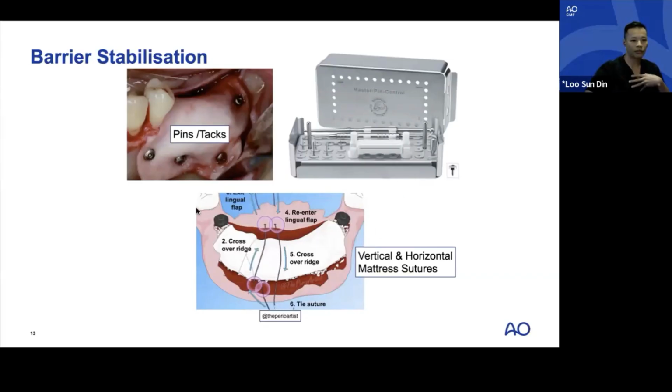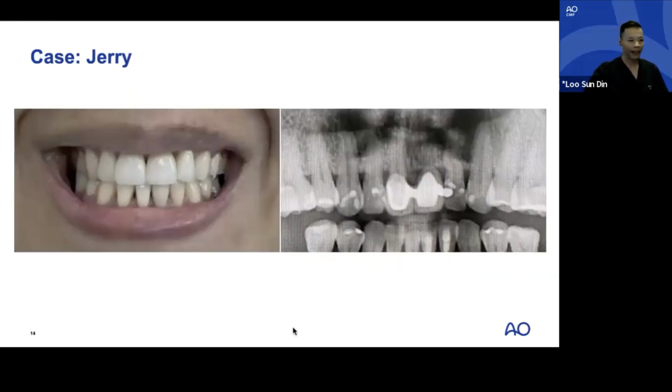I prefer suture stabilization through periosteal stabilization of the buccal and lingual with vertical and horizontal mattress. When it's done, it almost looks like a rib roast or a porchetta if you like Italian food. Just pretend you're a chef for the day. And after we're done with that, let's move on to our first case.